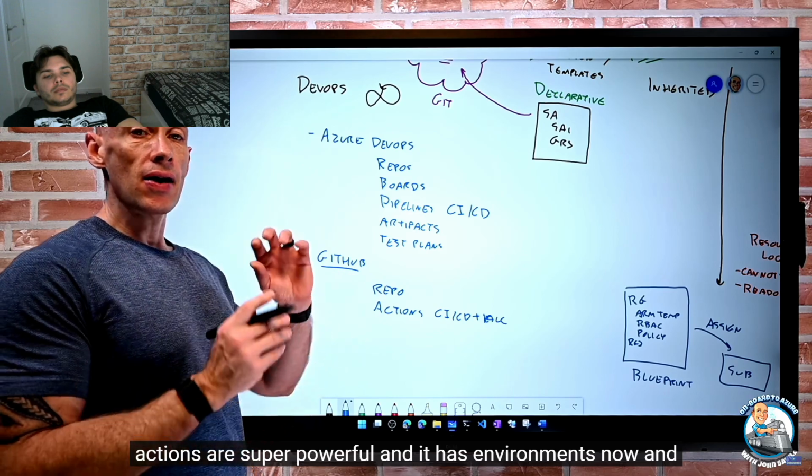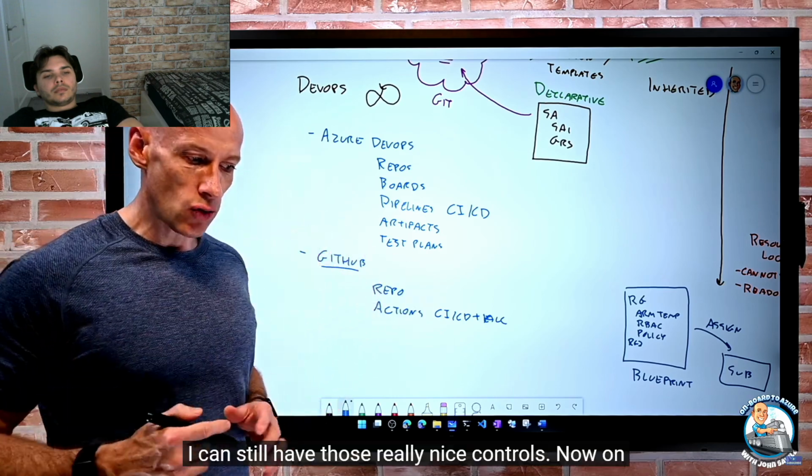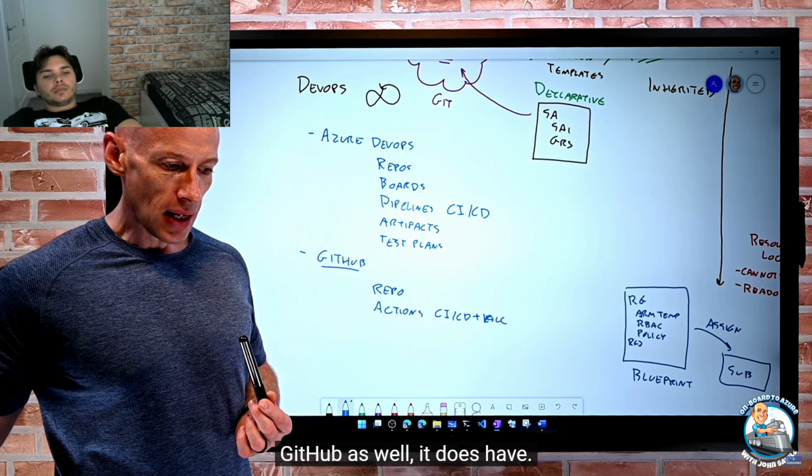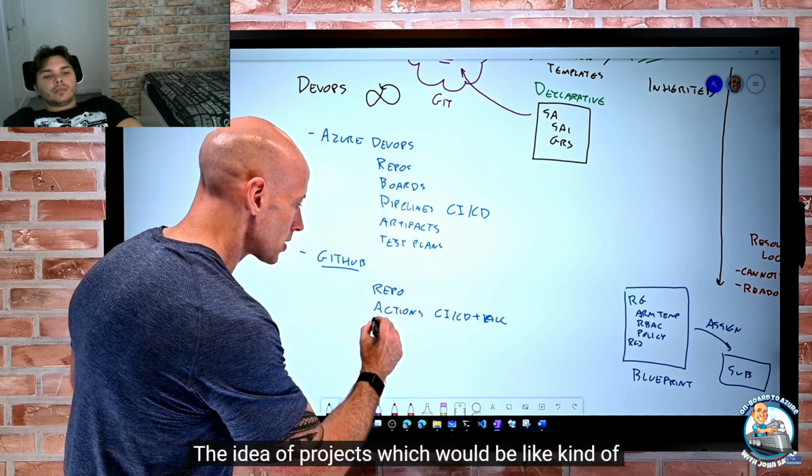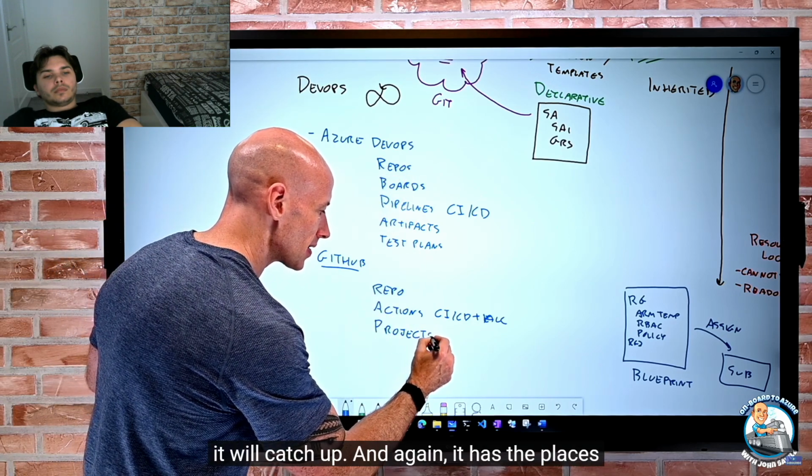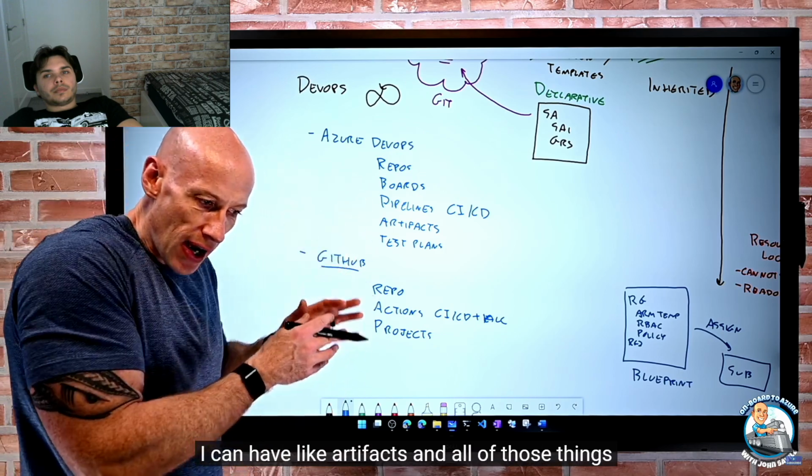It has environments now, and I can have gates on the environment. So I can still have those really nice controls on GitHub as well. It does have the idea of projects, which would be like the boards. It's not as rich today, but I expect it will catch up. And again, it has the places I can have artifacts and all of those things as well.